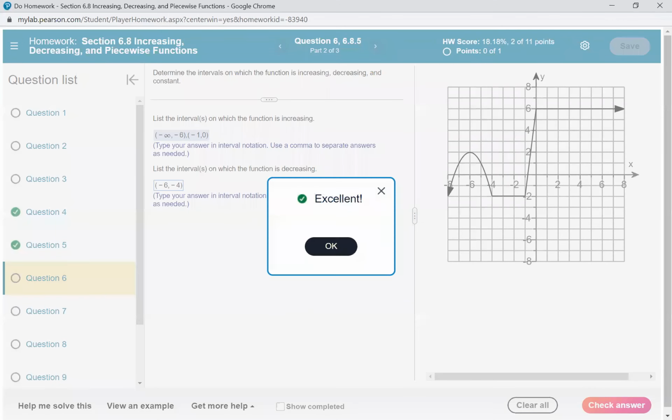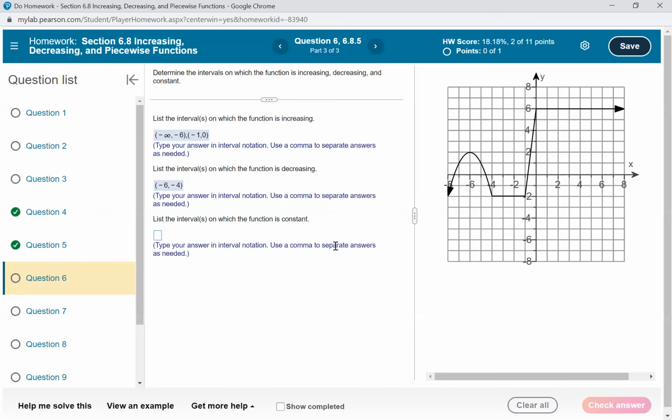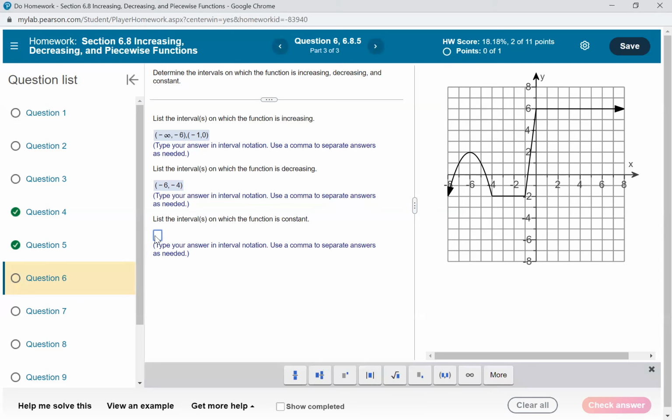Now, they're going to ask us for the constant. There's 2 lines that are going straight across. You got this first one over here, and then the last one on the very top going straight across. So let's start with this first one here. What I want to know is, right here where I got my cursor, at what x value does that start going straight across?